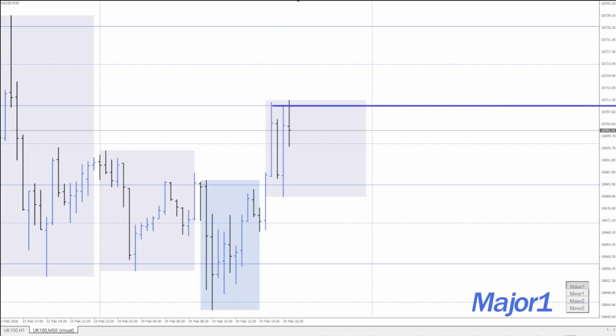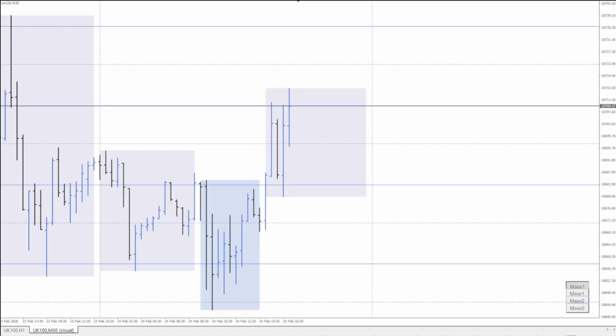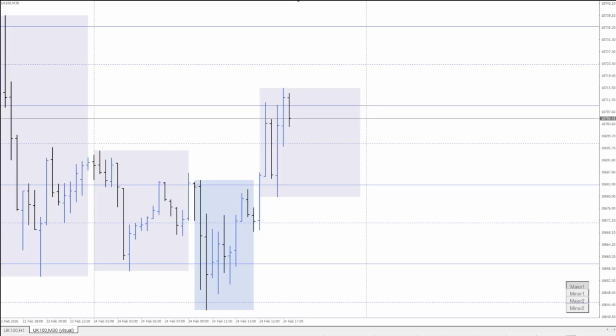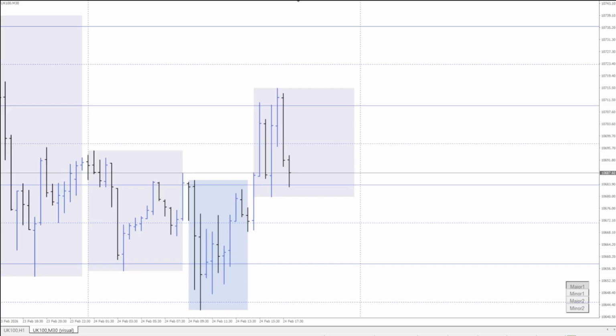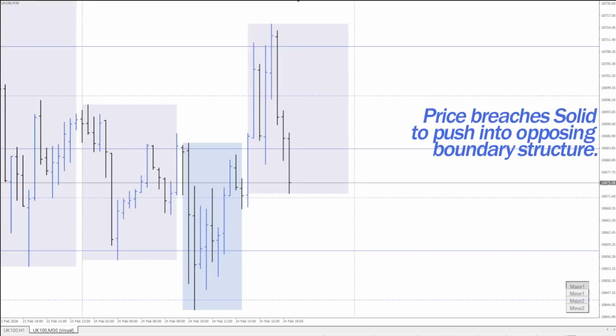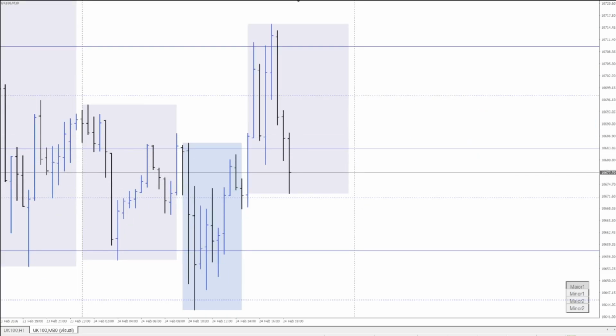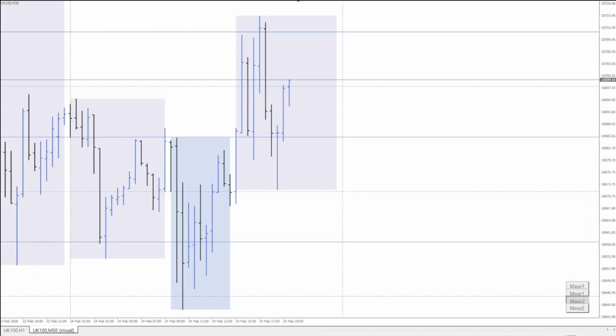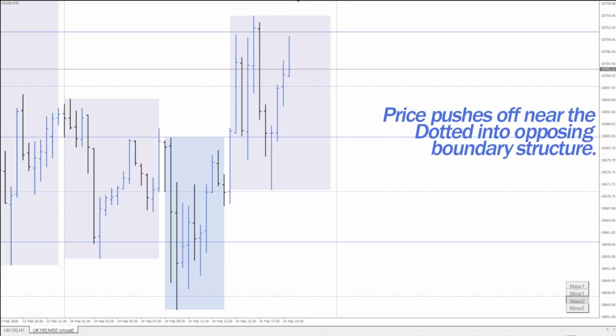A rotation back towards the major 1 solid boundary and pushes down to rotate near the dotted but misses by a smidgen. Price pushes up towards highs at the major 2 solid, compresses at major 1 solid and sweeps the dotted just before close.